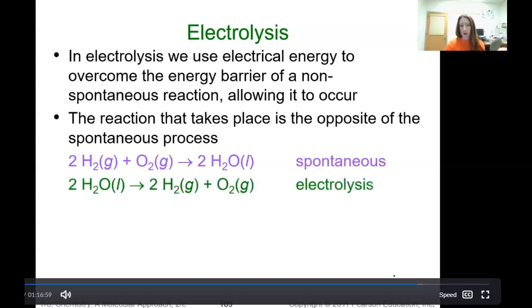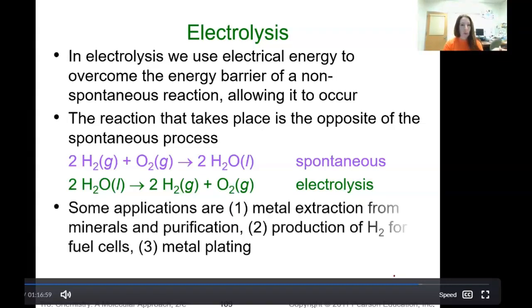But if you want to separate water, you need to add energy, right? And that's electrolysis. And again, what fun things can you do with this? You can do metal extraction. We're going to talk about how we do that, and metal purification. This is huge in manufacturing. We can produce hydrogen for fuel cells.